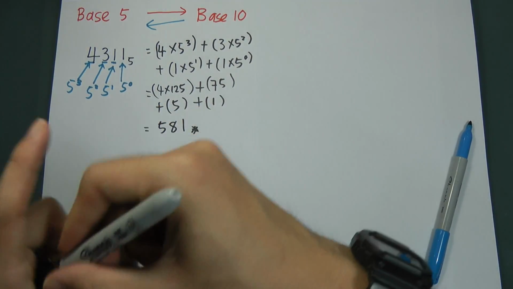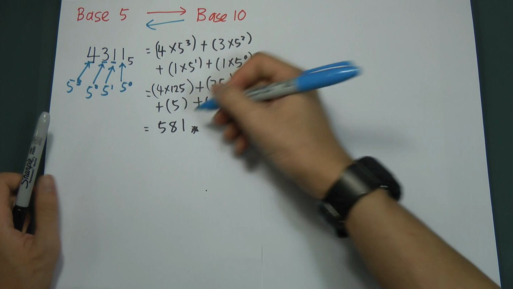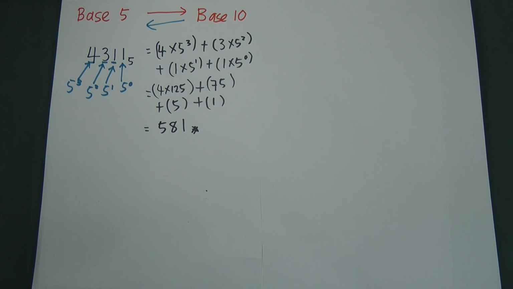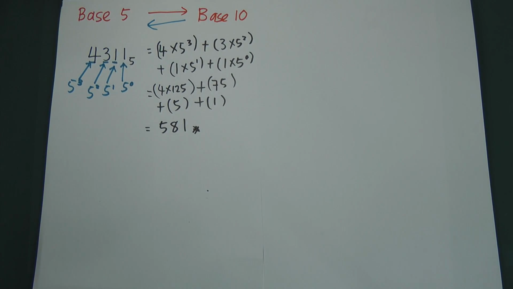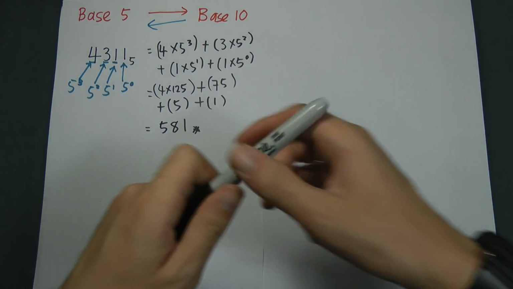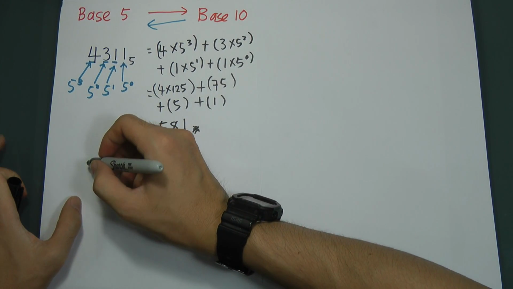Okay, this is the value in base 10. But for base 10 we normally do not write the 10 over here, because base 10 is the normal number we see every day. So converting to base 10 is very simple. Maybe I will give one more example to help you understand better.